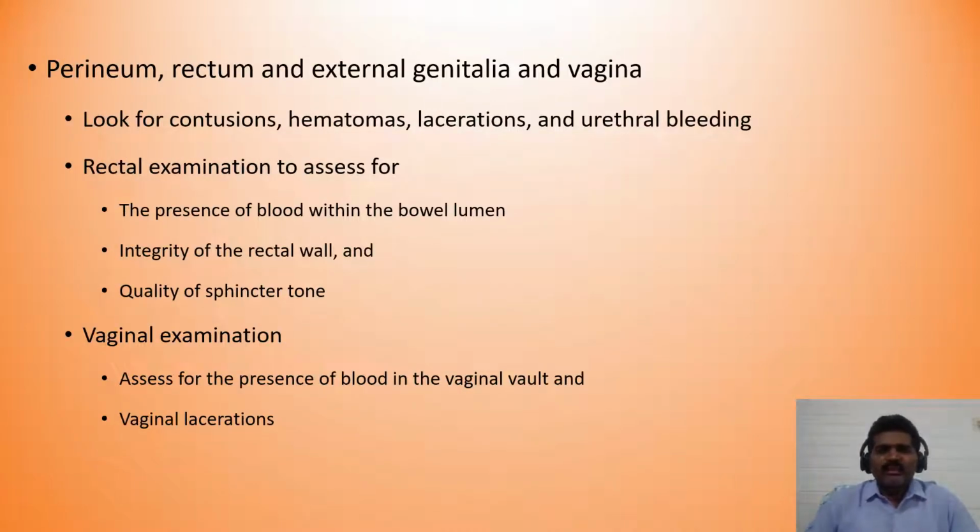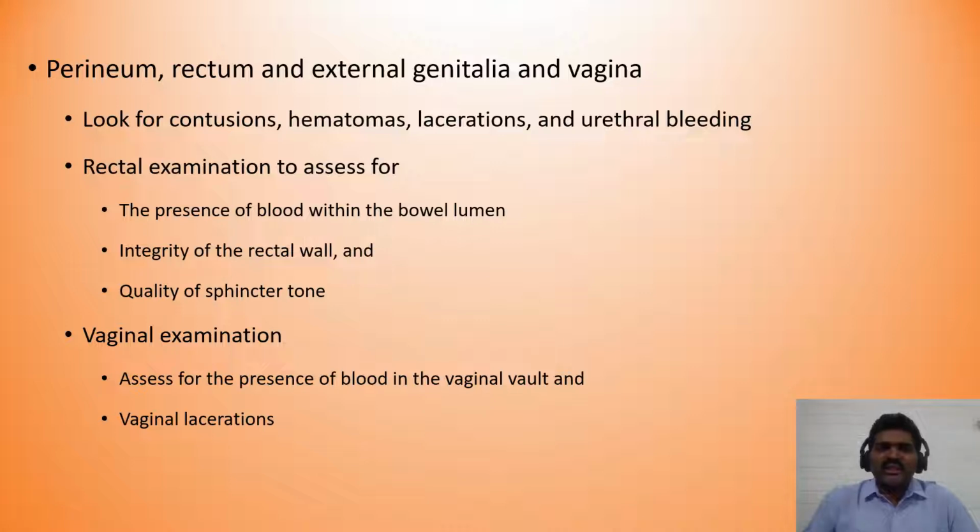Perineum, rectum, and the external genitalia or vagina are examined next in sequence. Your main aim is to look for any contusions, hematomas, lacerations, and bleeding at the urethral meatus, which indicates a urethral injury. Without doing a PR examination, per rectal examination, your assessment of a trauma patient is not complete.